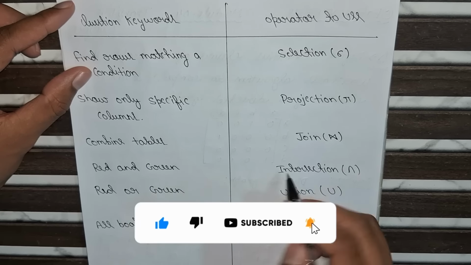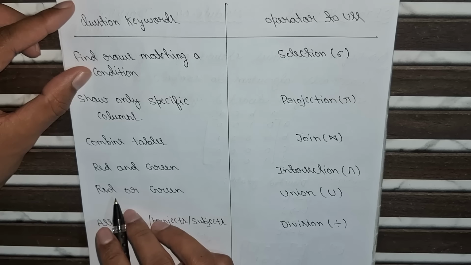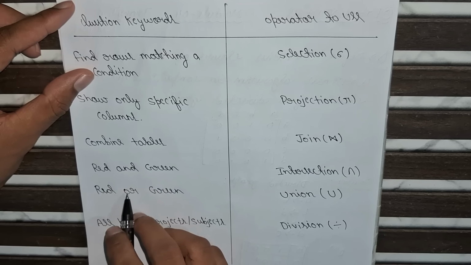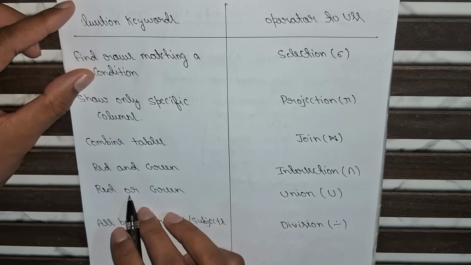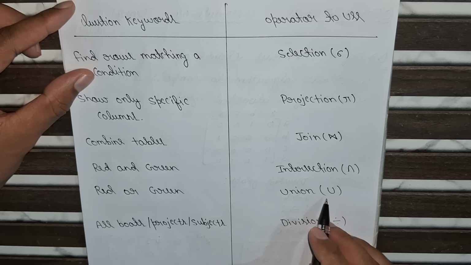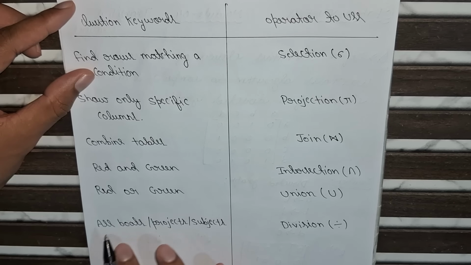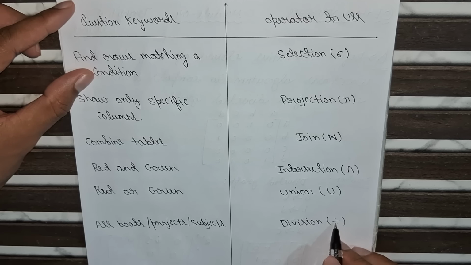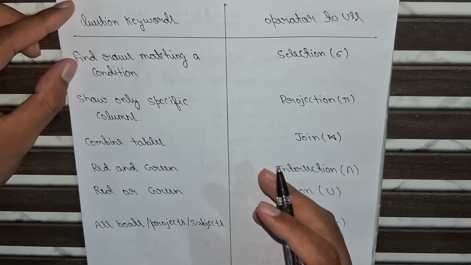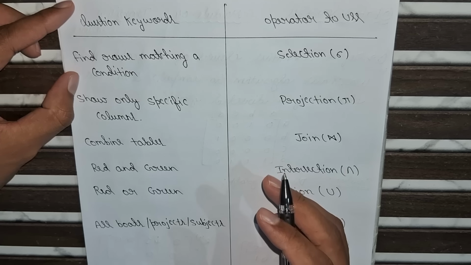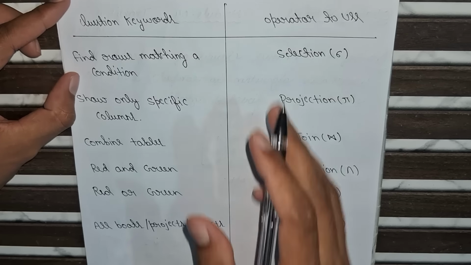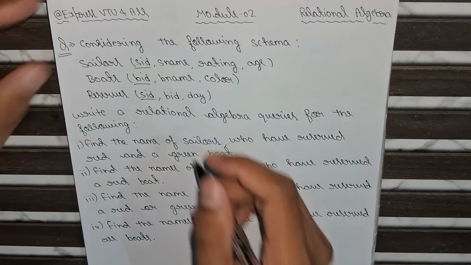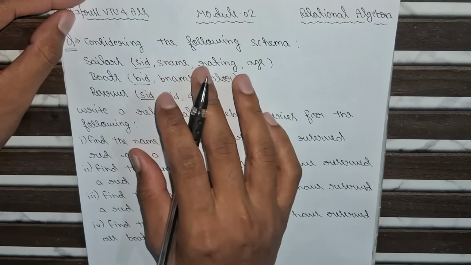Then red and green is represented by intersection. Then red or green, where we use or, on the basis of that we will write union, and in the place of and we will write intersection. And for all boats, all projects and all subjects, on the basis of all we will write division, which is represented by this symbol. Now we will understand this directly in the question, and for better understanding of these notations, we will directly implement them. So first of all we will understand these three relations.